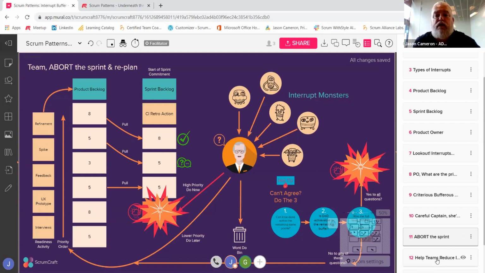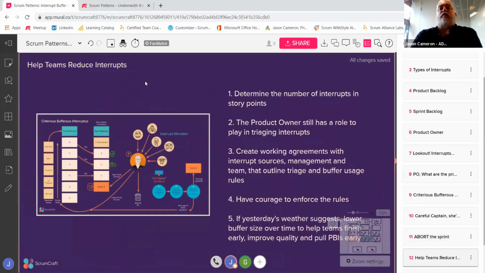It's a hard line though, and I'd imagine that some of the key elements to consider here are that you really need to have those rules in place first. Number one is determining the number of interrupts and story points. That's really looking at yesterday's weather, making a determination on what is feasible in terms of story points for a buffer. And guess what? If you get it wrong, you get to readjust it the next sprint and it'll get better.